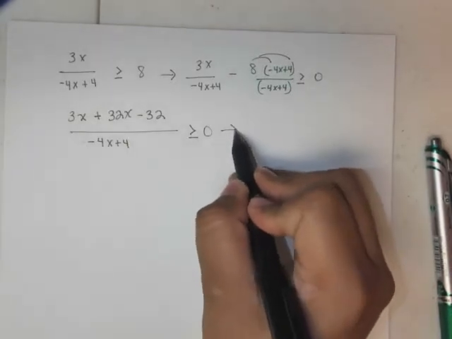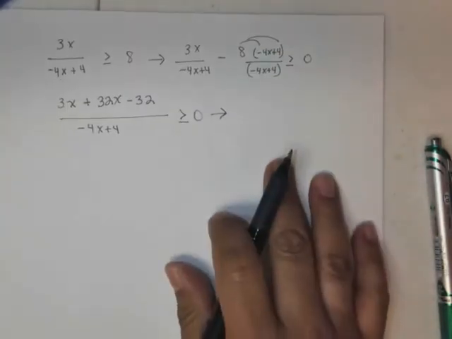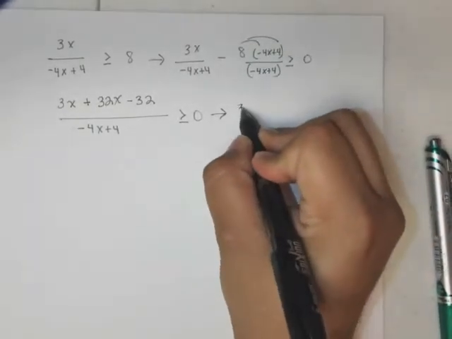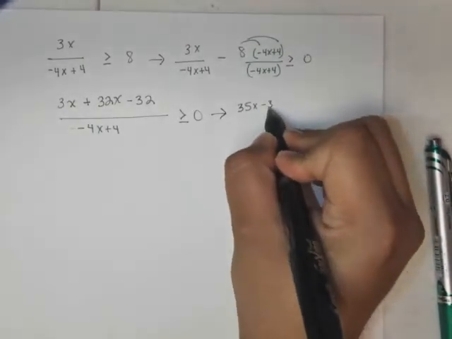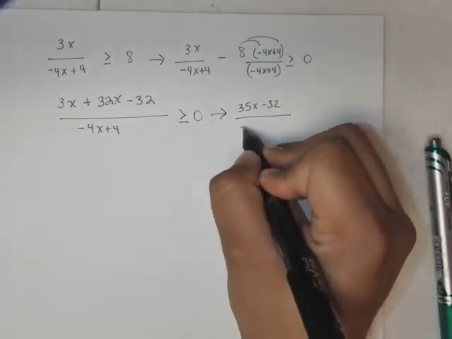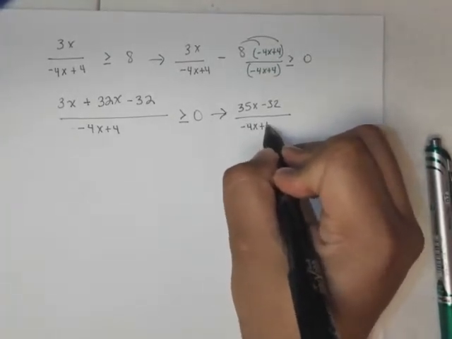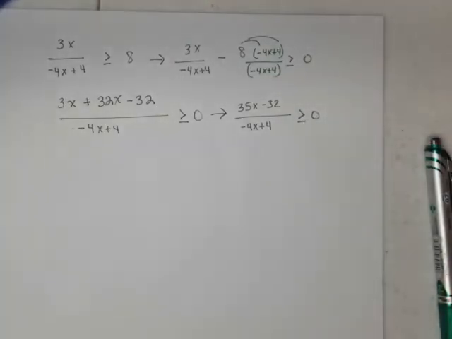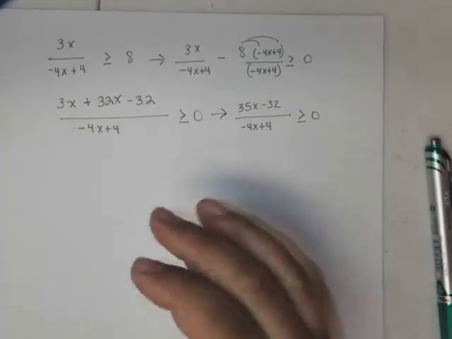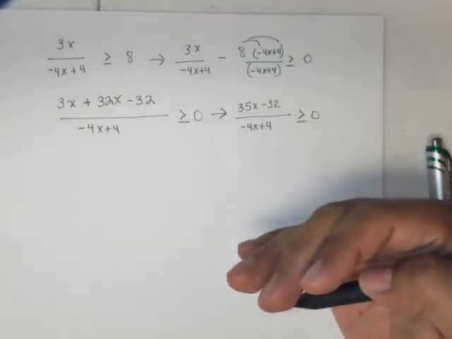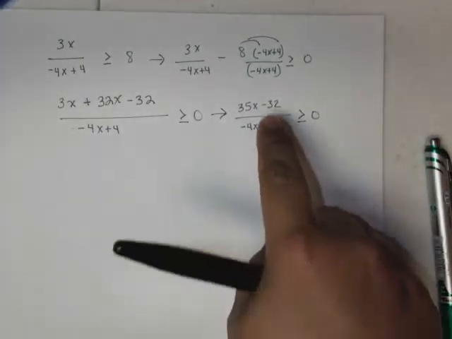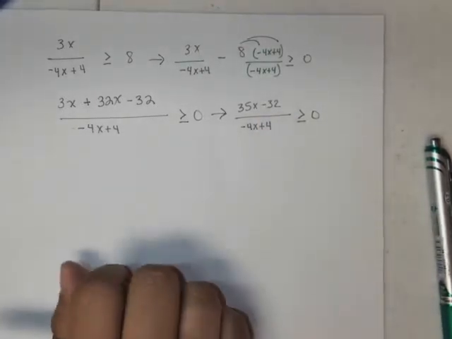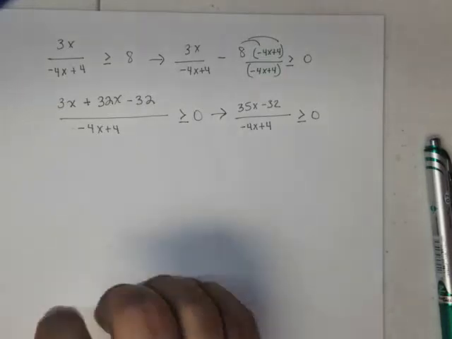All right, let's make the next step here then. We now need to combine like terms, and we get 35x minus 32 all divided by negative 4x plus 4, and all of that really should be greater than or equal to 0. So there we have that. Now we've got a standard rational inequality. All we have to do is check where the numerator and where the denominator equal 0. And we're going to use that to help identify what we call our test points.